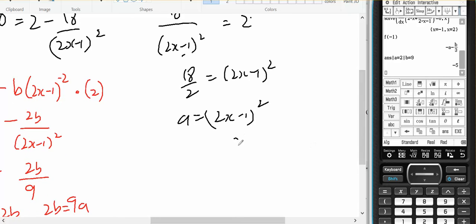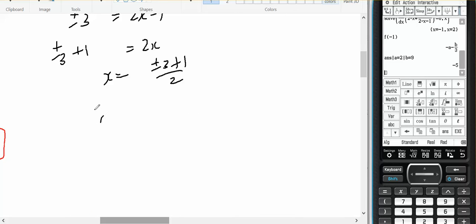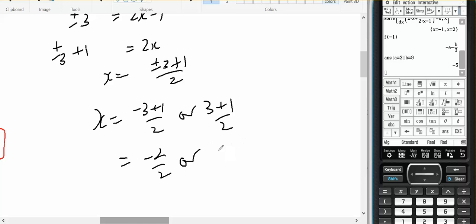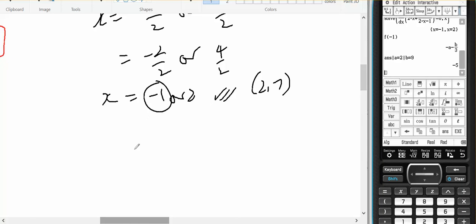Take the square root of both sides. 2x minus 1 equals plus or minus 3. Therefore, 2x equals plus or minus 3 plus 1, and x equals (plus or minus 3 plus 1) all on 2. So that's either x equals (minus 3 plus 1) on 2 or (3 plus 1) on 2, which is minus 2 on 2 or 4 on 2, which is -1 or 2. Now I knew that one of them was 2 because it was (2, 7). I need to find the other one, and the other one will be when x equals negative 1.